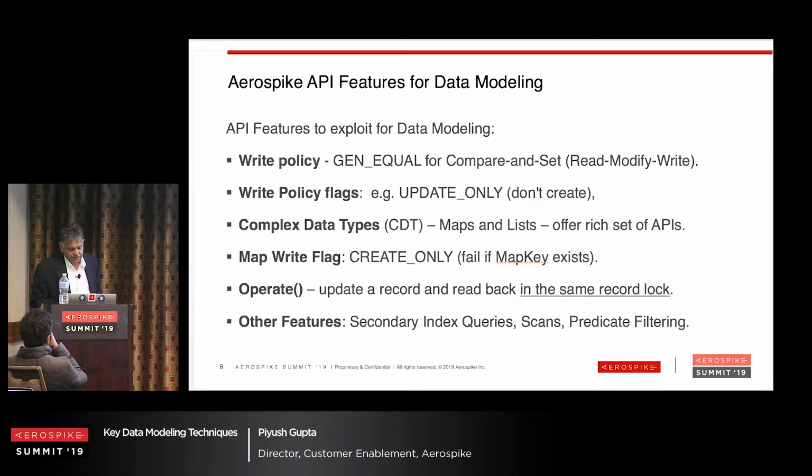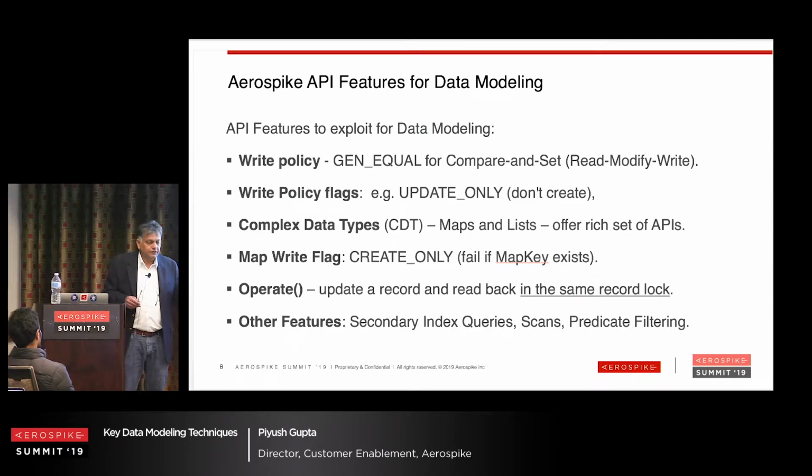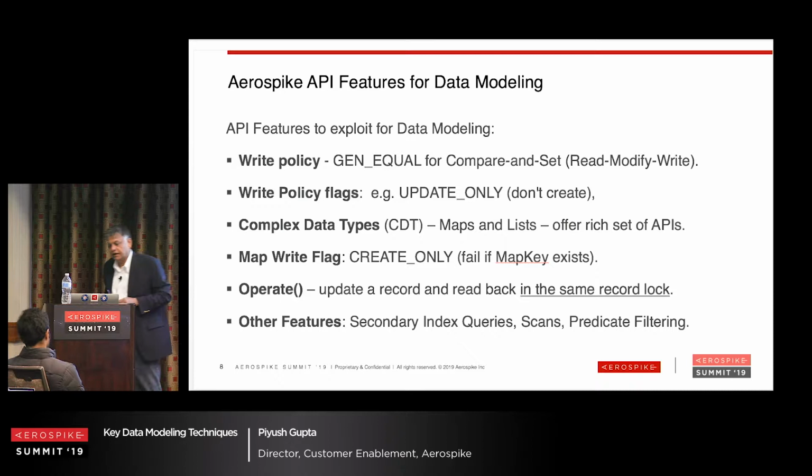And of course, the other things are secondary index queries, scans, and then predicate filtering is also quite powerful, especially if you're doing filtering based on the record metadata, because that's in RAM, right? And any predicate filtering working on the primary index, like last update time, if you want to do any filtering based on that, that's pretty handy.